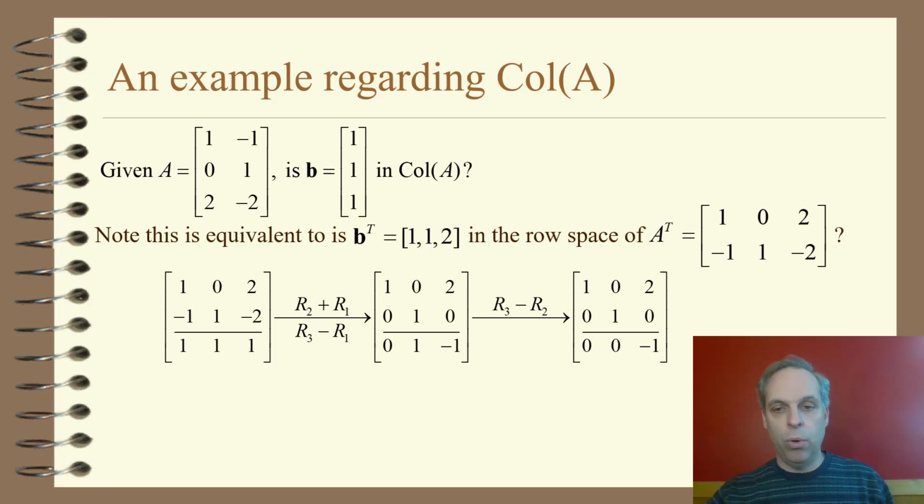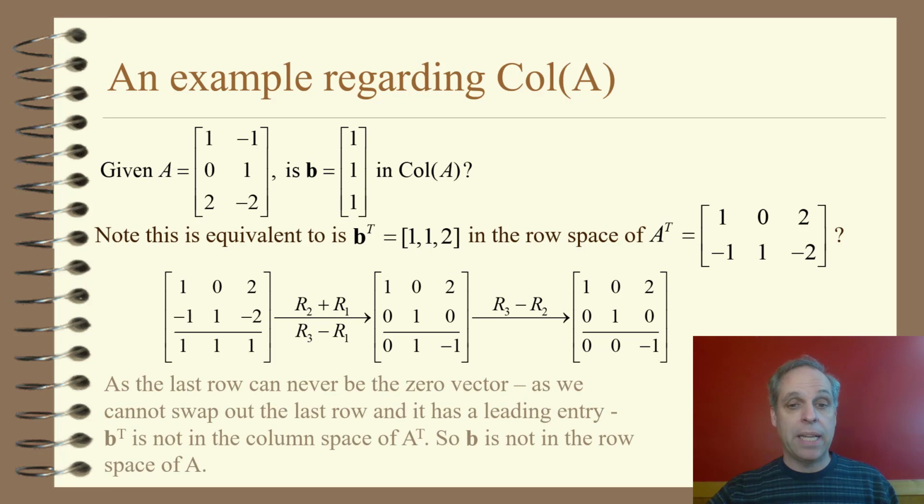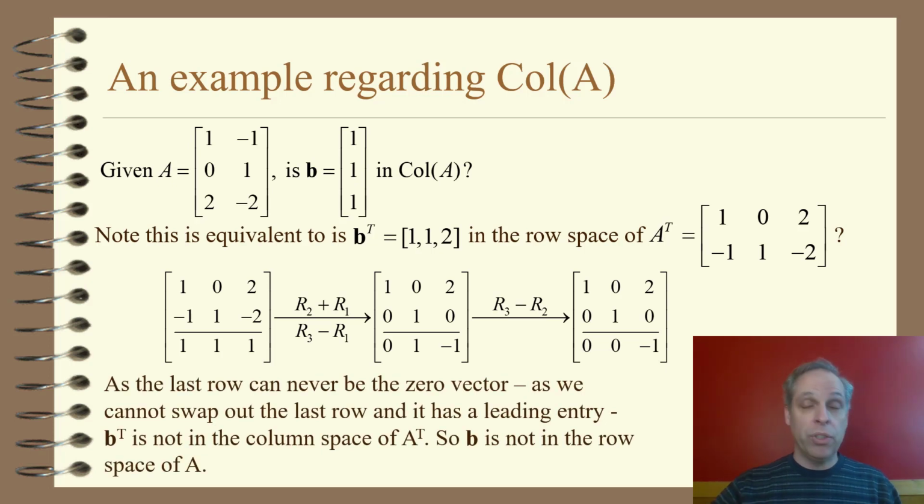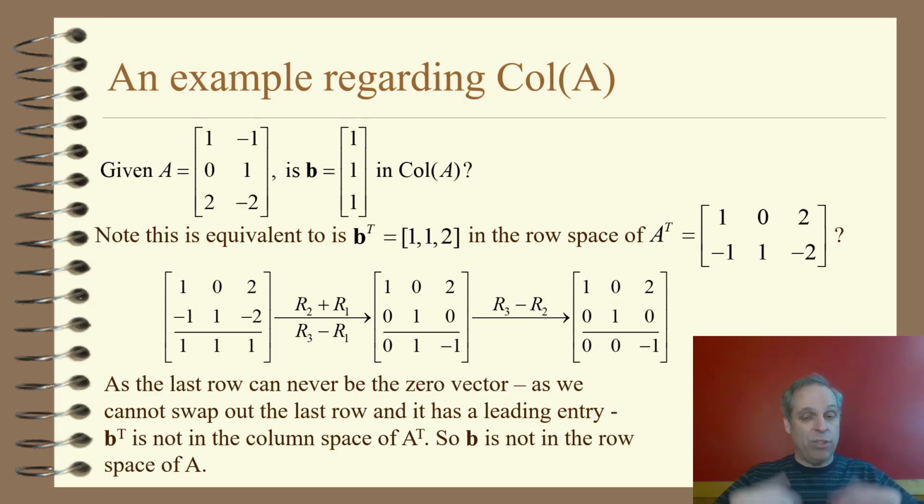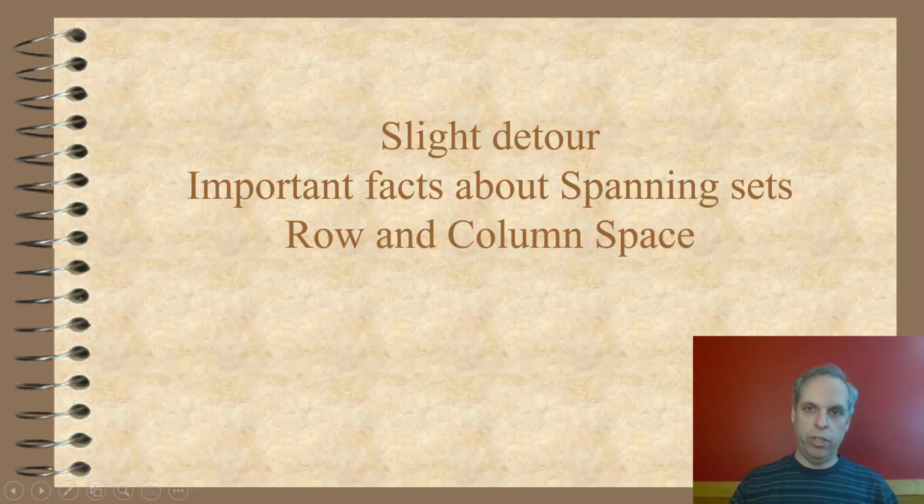Notice that it's impossible to make that last row be 0. The reason is that it has a leading entry in it, and there's no way to swap out of it. You can't swap that leading entry out of that row. Because of that, it can never be 0. And that means this vector B transpose is not in the row space of A transpose, which means B is not in the column space of A.